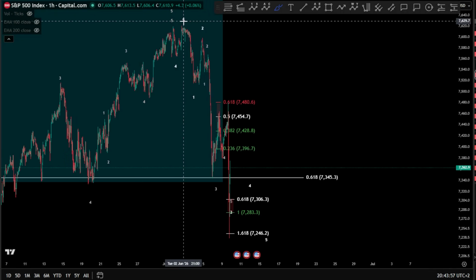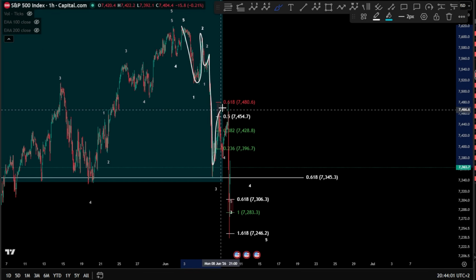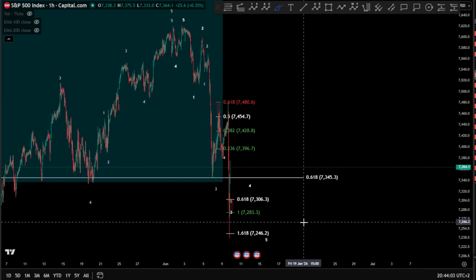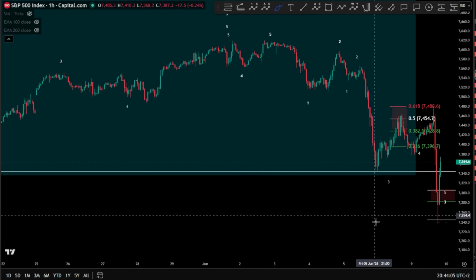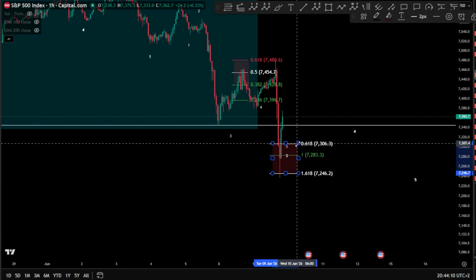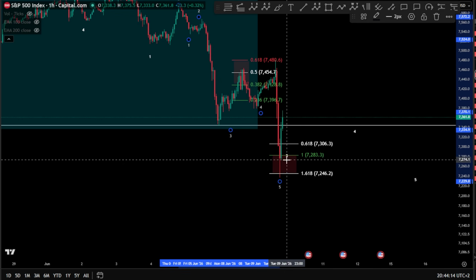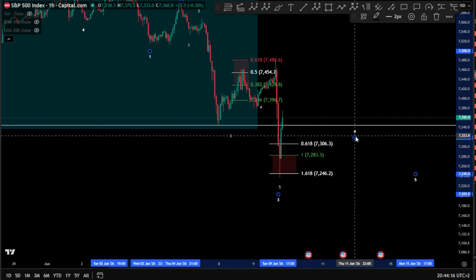If we take a look at the 1 hour chart, you will see that we have a 1, 2, 1, 2, 3, 4, and a 5. Today it was a massive drop, very nice drop to hit our target perfectly, even the extension 1.618 for a wave 5. That's beautiful. So we're looking as well for another wave 4.